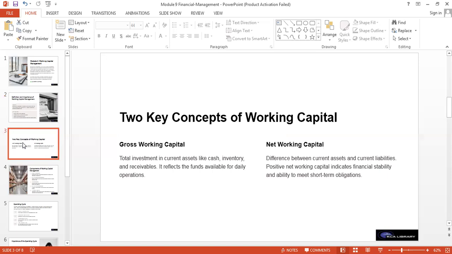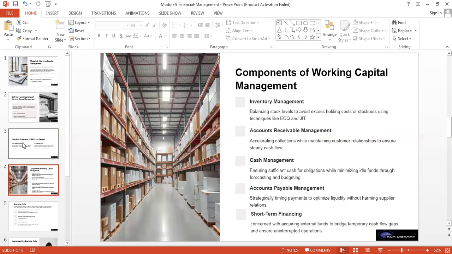While the net working capital is the difference between the current assets and the current liabilities. So positive net working capital indicates financial stability and ability to meet short-term obligations.